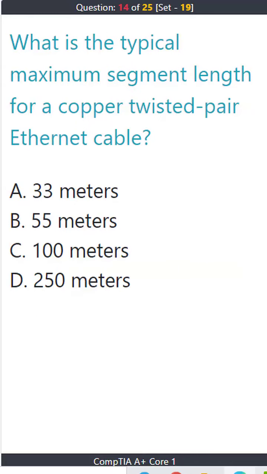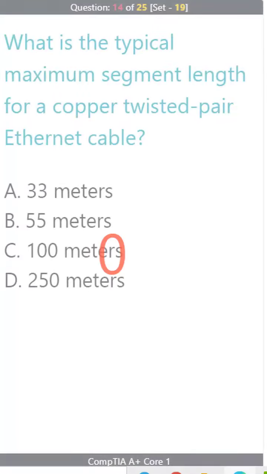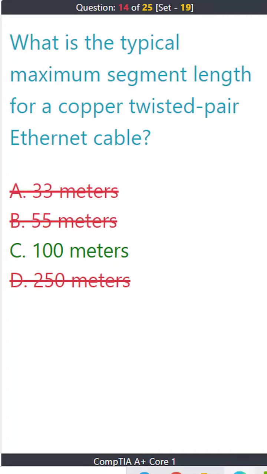Question 14. What is the typical maximum segment length for a copper twisted pair Ethernet cable? A. 33 meters. B. 55 meters. C. 100 meters. D. 250 meters. The correct answer is C. 100 meters.